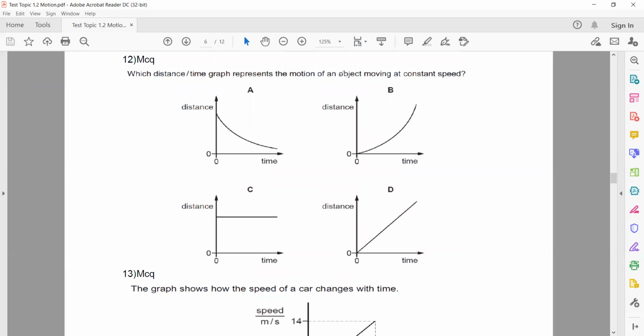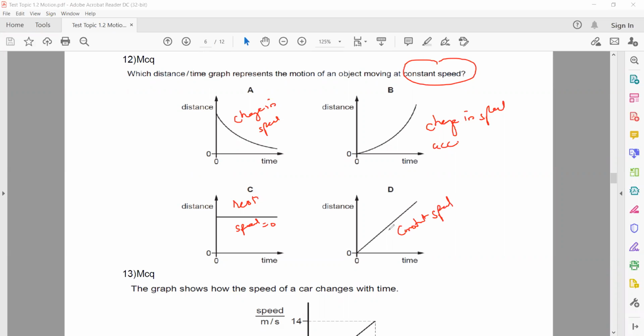Which distance time graph represents the motion of an object at a constant speed? This is representing change, because the slope is increasing, so this is representing change in speed. This is also representing the speed is changing, change in speed, or we can also say acceleration. This is representing that the object is at rest or speed is 0, and this one is representing a constant speed in which the slope is constant, so D will be the right answer. So the terms constant or uniform are the same.